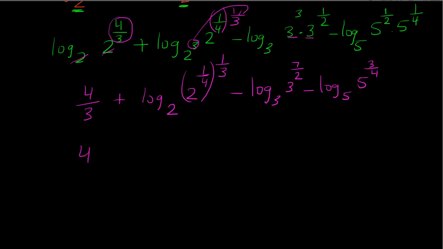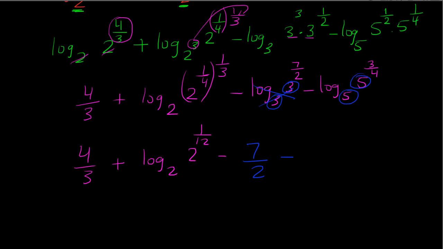Okay, so I have 4/3. And I'm going to multiply the two exponents. So it's 1/4 raised to the 1/3. That's going to be 1/12. And for the second one, I see that there's 3 and 3. So those are going to cancel, and I'm just going to be left with the exponent. Same thing with the other log. There's 5's, so I'm going to be left with 3/4.